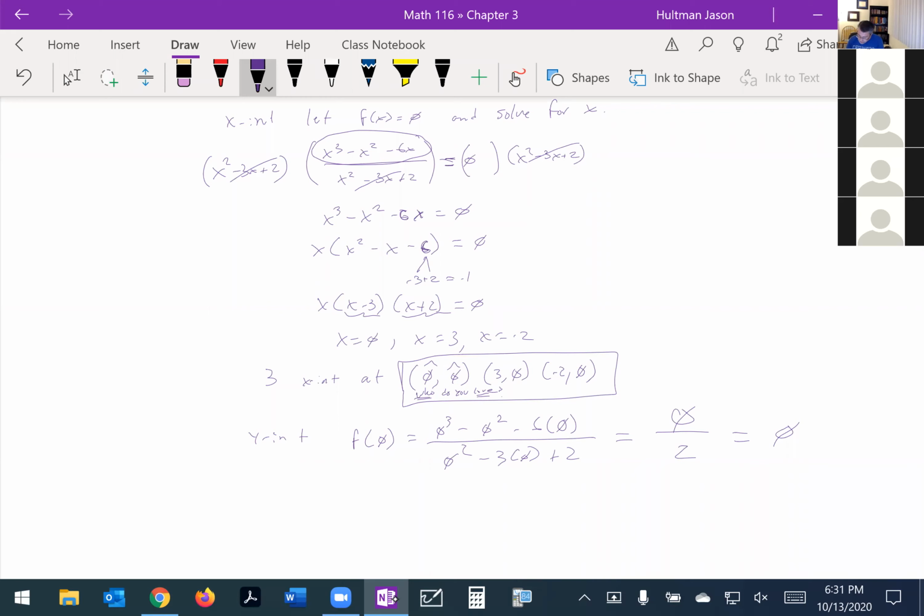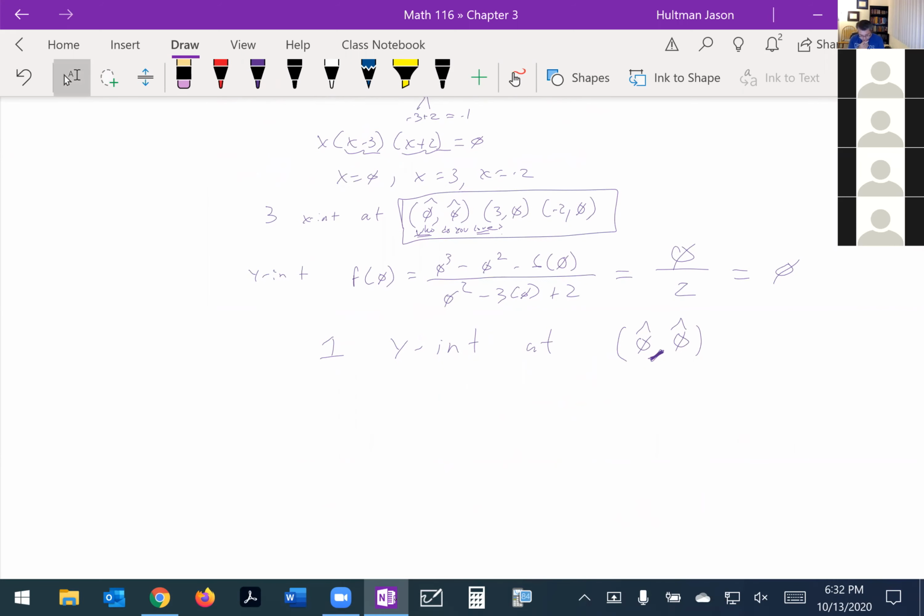So one y-intercept at 0, 0. Okay, a little owl there. Okay, he doesn't look like an owl. I got to make him look more like an owl. There we go. Who do you love? Okay, there you go. There's that at the origin.